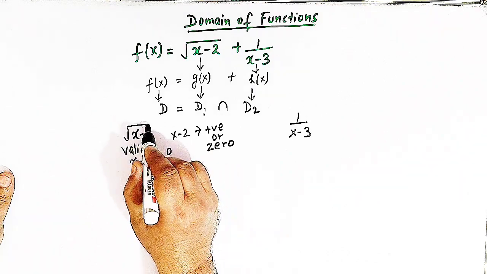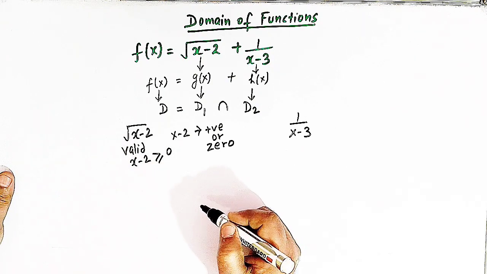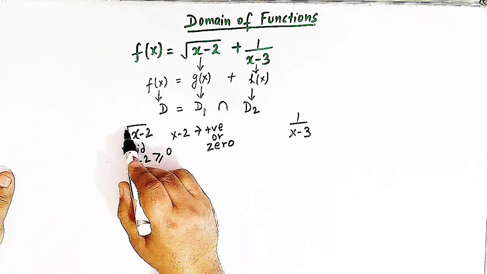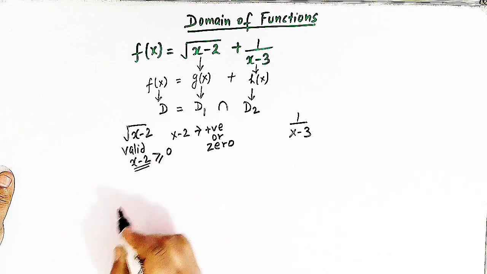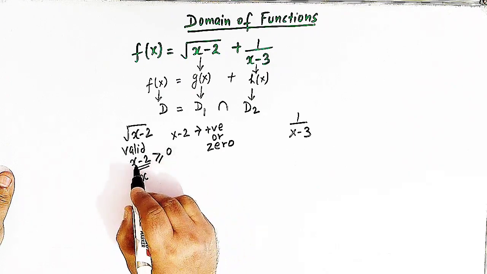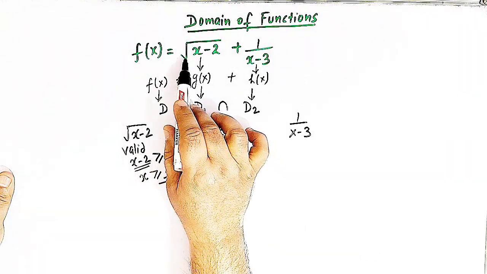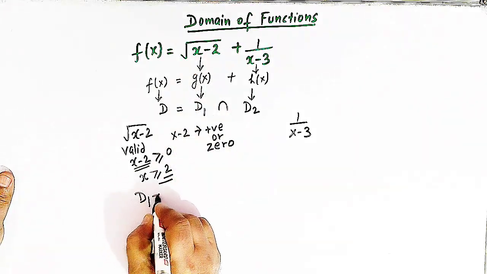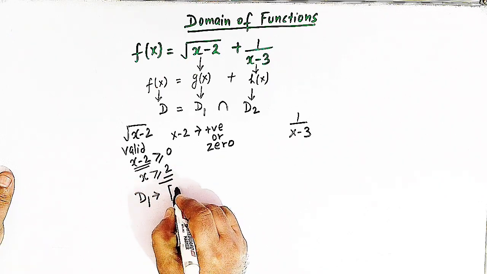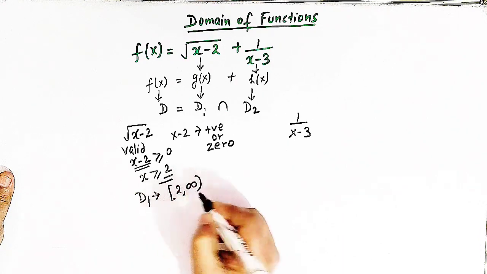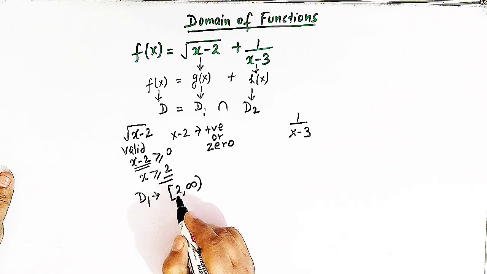number, and the square root of a negative number does not belong to the set of real numbers, right? So for the validity of square root of x minus 2, this x minus 2 should be greater than or equal to 0. In other words, we can say that x should be greater than or equal to 2, right? So the domain of square root of x minus 2 is given by x greater than or equal to 2, which can also be written like this, that is [2, infinity), right? So here this 2 is closed, it means 2 is included here.